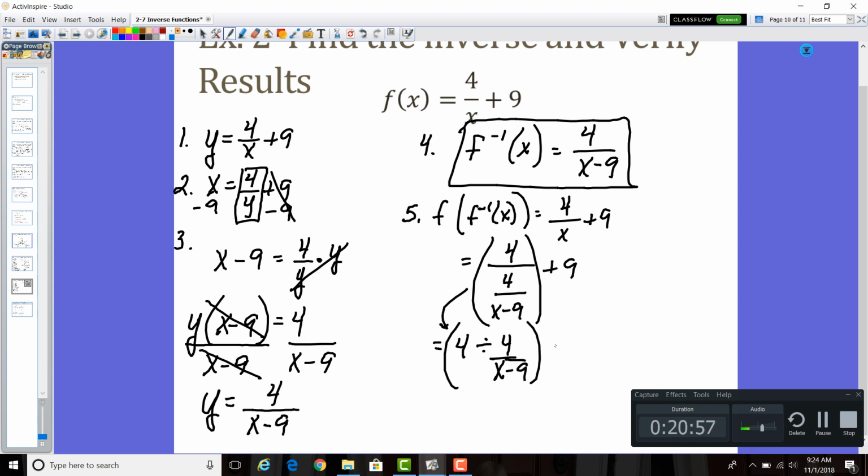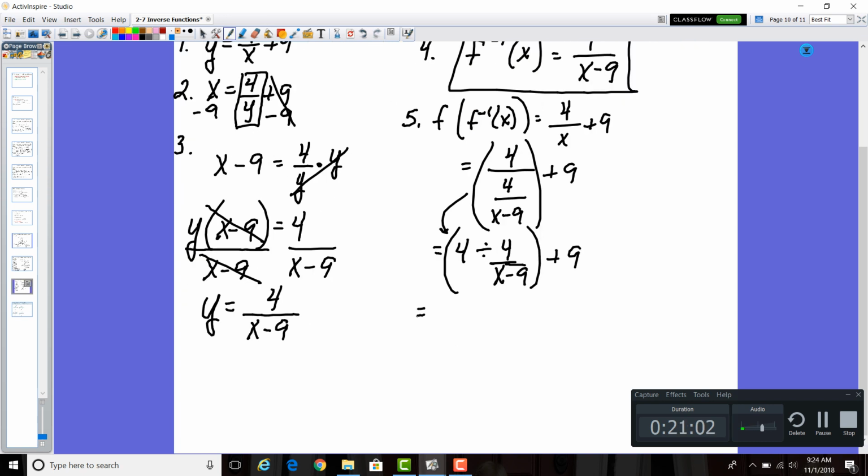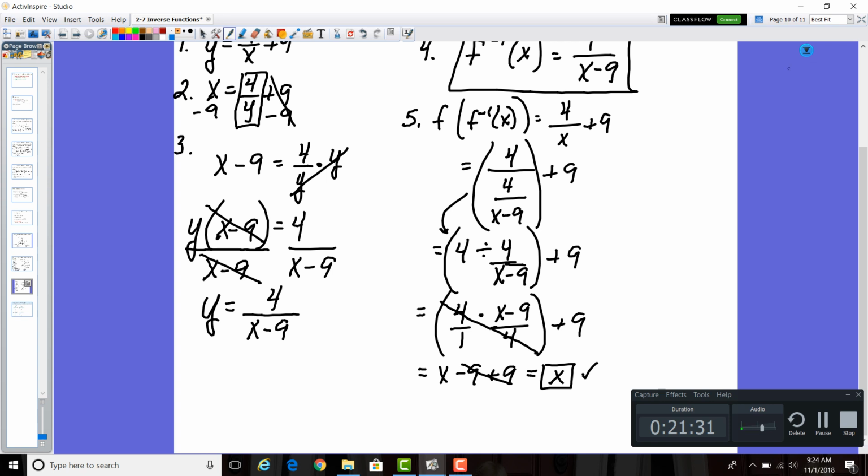This and this are equivalent. I just wrote it differently. Now, we already talked about, and we've worked with it many times, when you divide fractions, you change that to multiplication by the reciprocal. Don't tell me you don't know how to do that. You do. Which means now 4, which again is 4 over 1, is being multiplied by x minus 9 over 4. Look at that. That denominator cross cancels. I'm left with x minus 9 plus 9. Those cancel. We get x. A lot of work, but it proves we are on the right track.